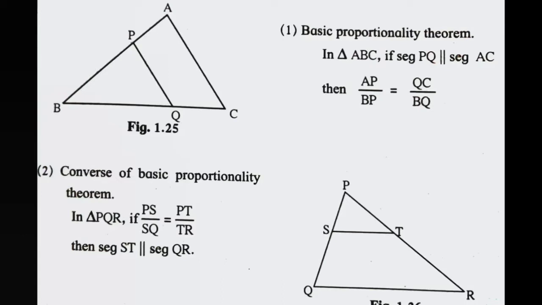Second, converse of basic proportionality theorem. If a line divides two sides in the same ratio, then it is parallel to the third side. So if PS upon SQ is equal to PT upon TR, then we can write ST parallel QR. So in this way, basic proportionality theorem we can use.